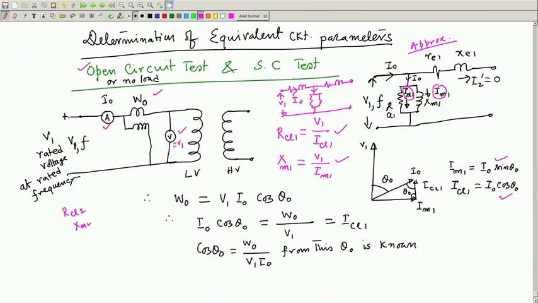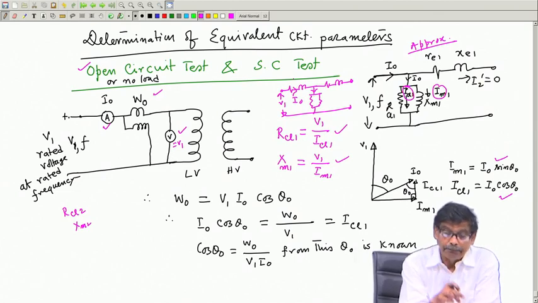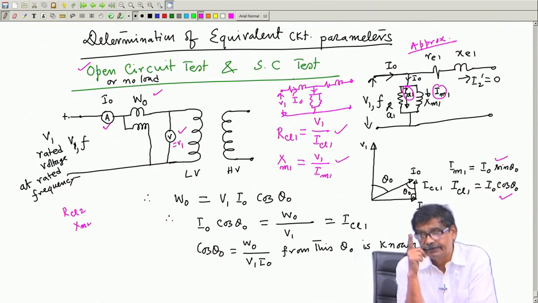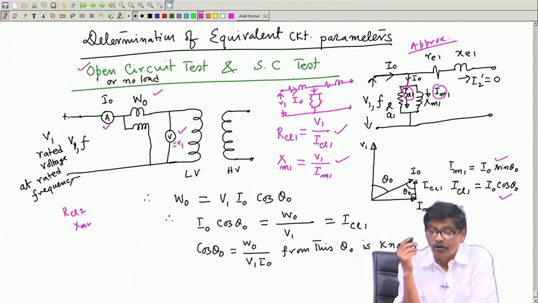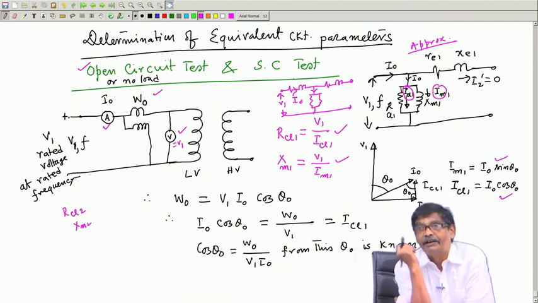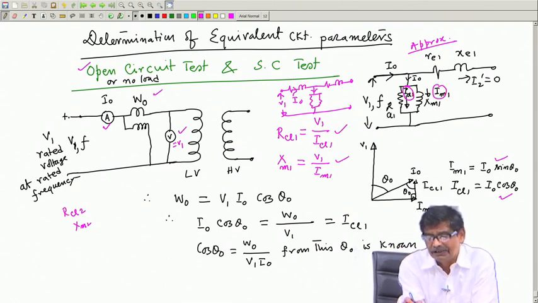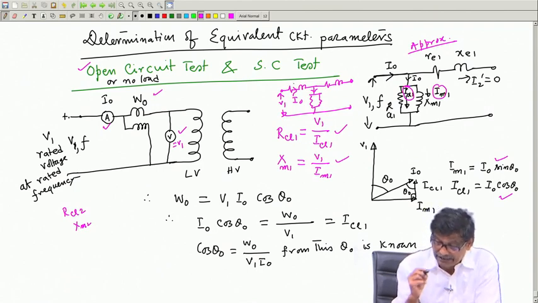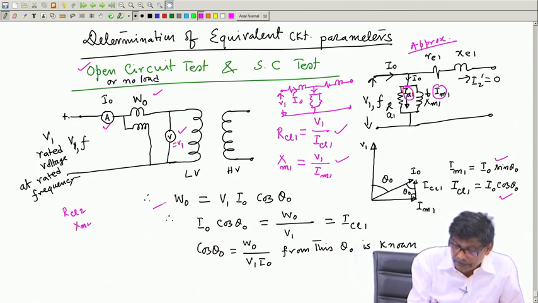It is because of that. In open circuit test, winding current is pretty small, maybe 2 to 5% of the rated current. But applied voltage is rated at rated frequency, so the level of flux in the core is rated, and it is the level of flux that decides the core loss. So, core loss will be much higher than this very small current causing a power loss in R1. So, we neglected the copper loss.